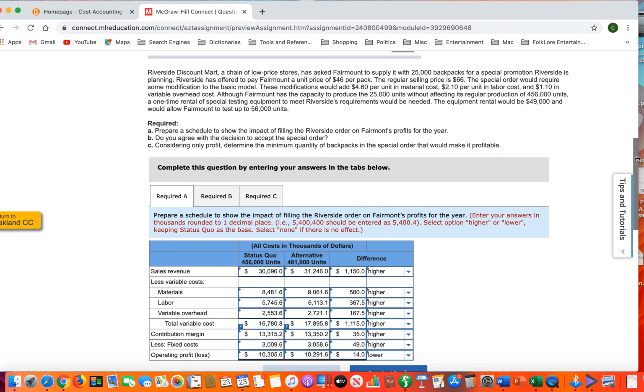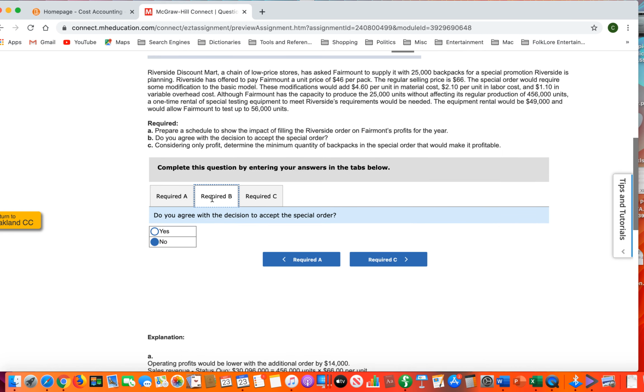And now, question B is, would you accept the order? Of course not. You're losing $14,000 by accepting this order as is. And then the third question is, consider only profit. Determine the minimum quantity of backpacks that make it profitable. Well, the minimum order would be the break-even point plus 1. But what's the break-even point? Well, in terms of the number of units.